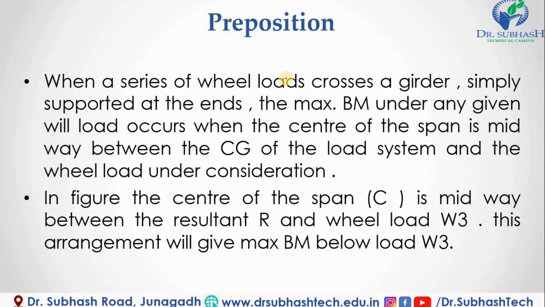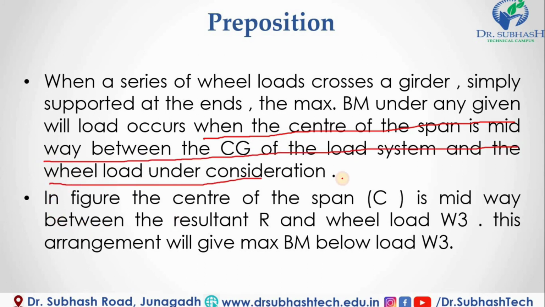So when a series of wheel loads on a cross girder are given, simply supported at the ends, the maximum bending moment under any given wheel load occurs when the center of span is midway between the CG of the load system and the wheel load under consideration. This is our first and foremost proposition while we calculate the maximum bending moment.